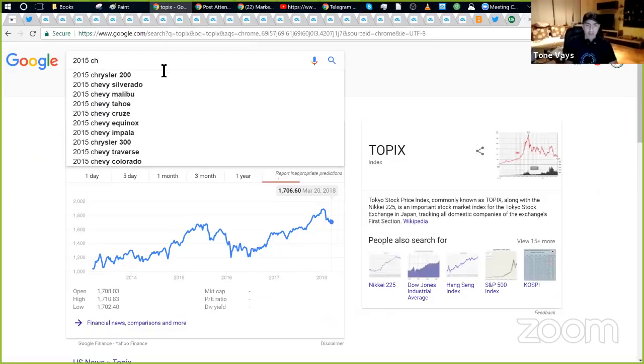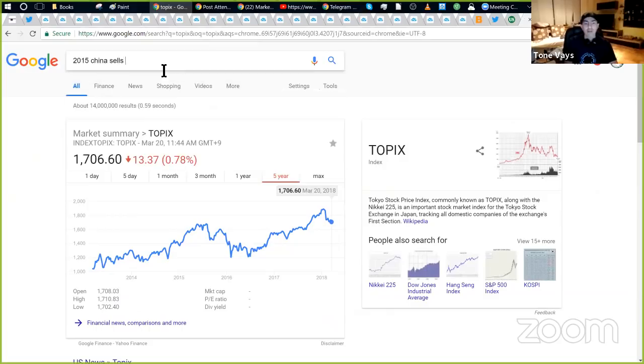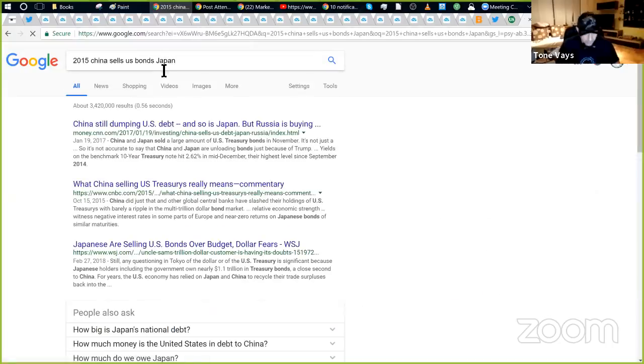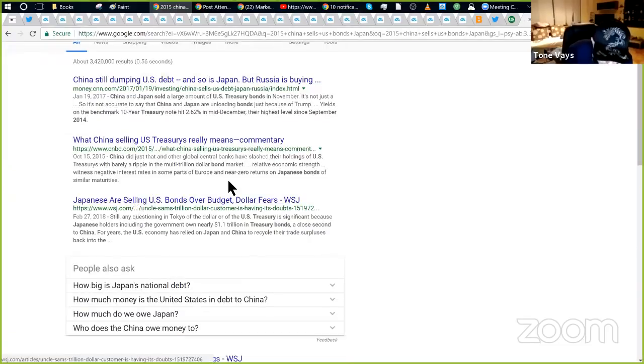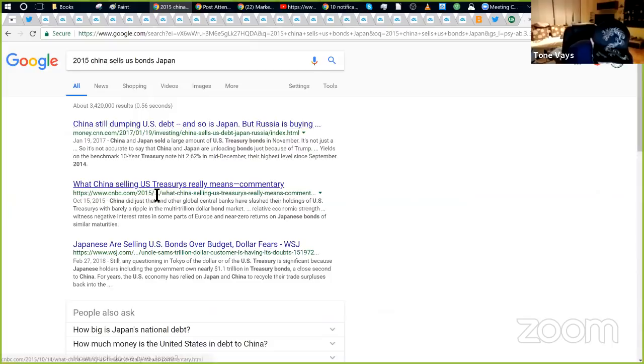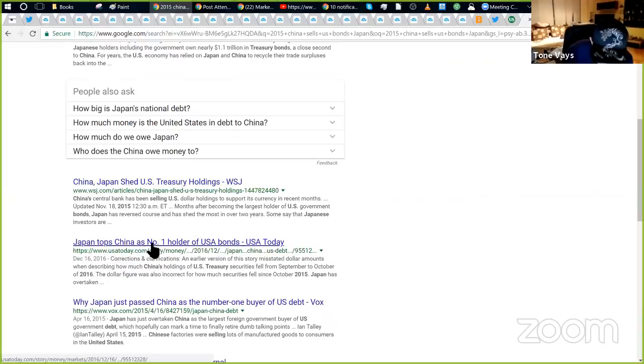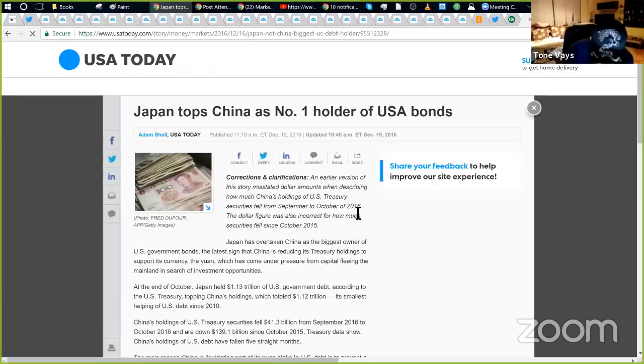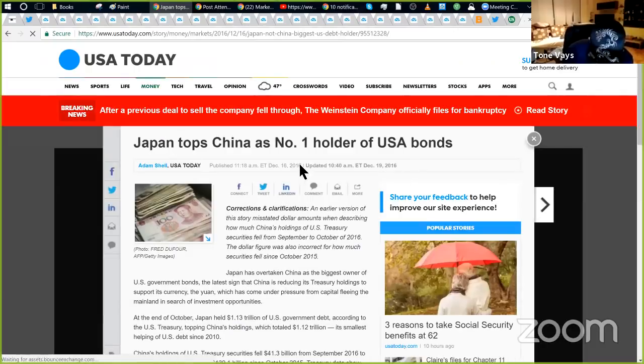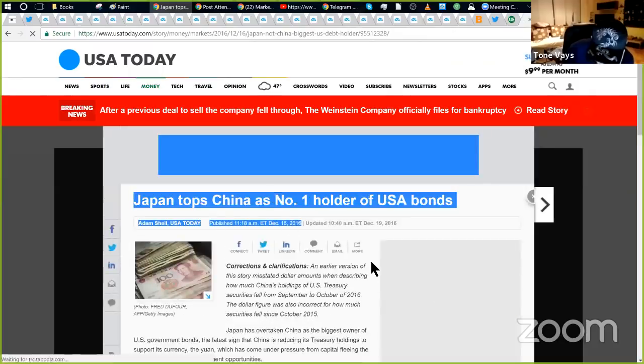China sells U.S. bonds. Japan. Now, the Japanese had started. Oh no, this is a 2018 article. Yeah, this was around 2015. See, this is 2017. That's too late. 2015. There, right there. This is why Japan's screwed. I knew this. It's been a while.